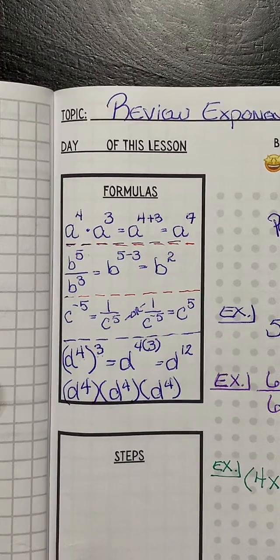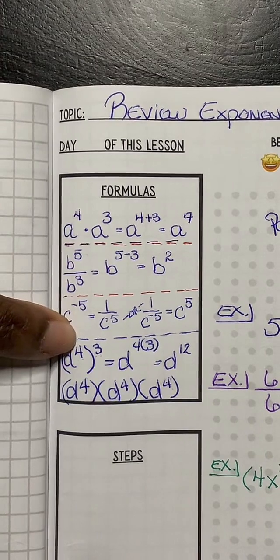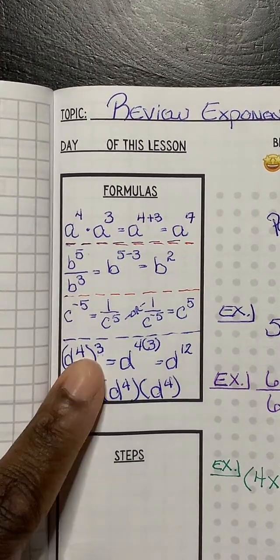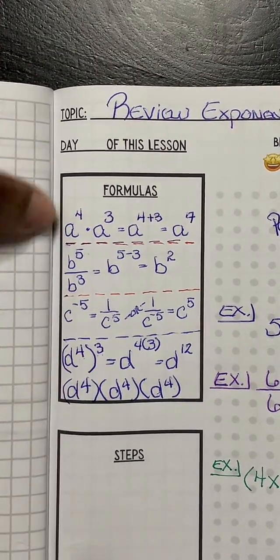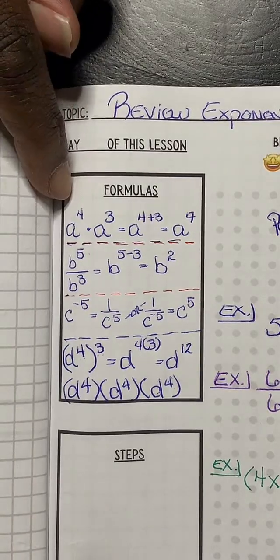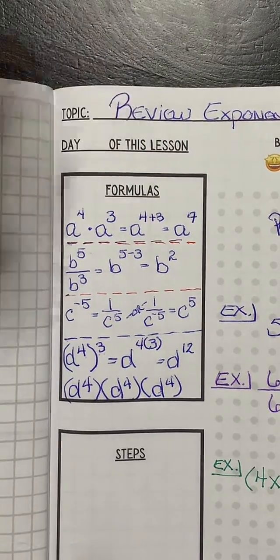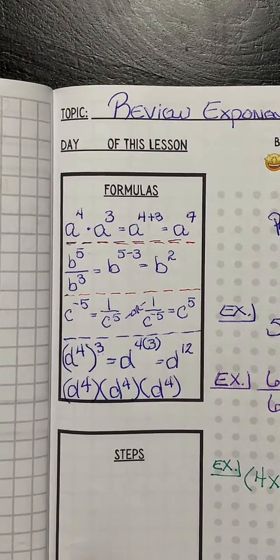Okay, there's a difference. When there's a parenthesis and a power is being raised to a power, you multiply the exponents. When it's just multiplication like this, you're adding the exponents. All right? Okay.